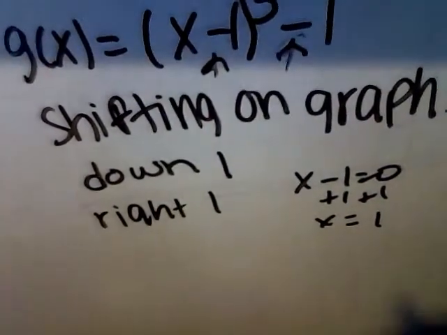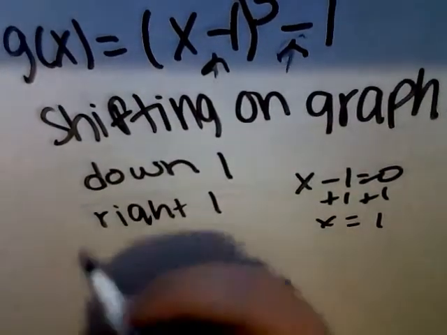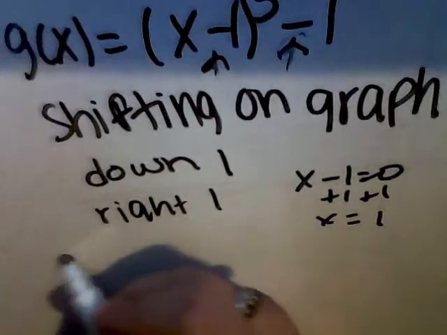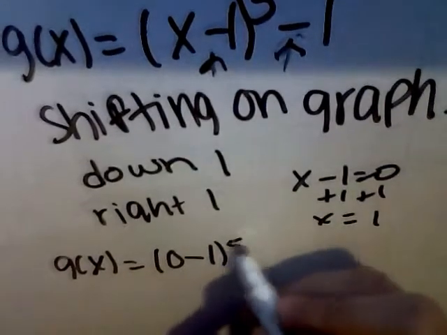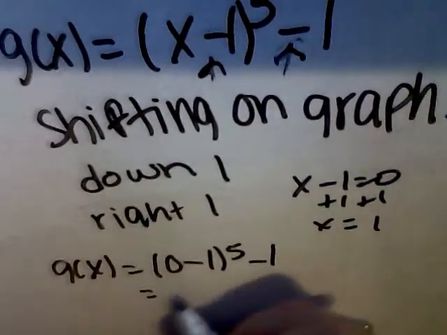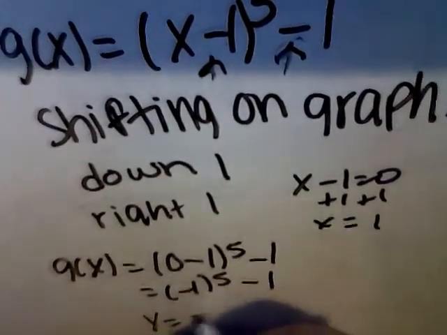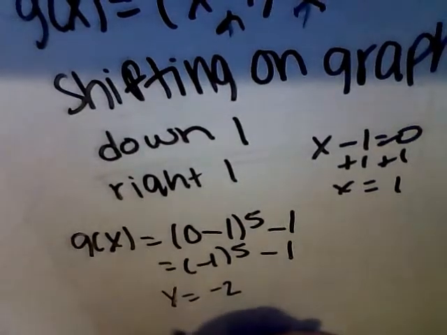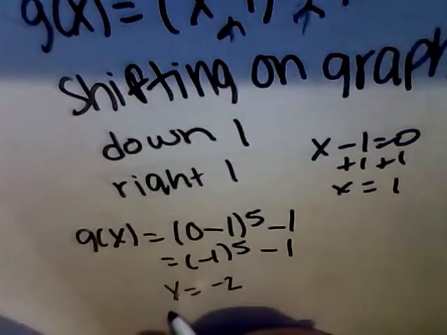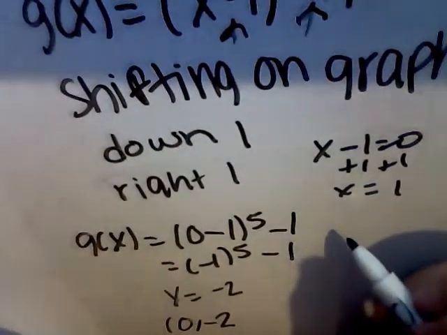Alright, we also have to find the intercepts because we're going to graph the function. How we find the intercept is setting it to 0. So we're going to find the y-intercept first. We're going to say g of x equals 0 minus 1 to the 5th power minus 1, which equals -1 to the 5th power minus 1, or y equals -2. So the intercept is 0, -2.